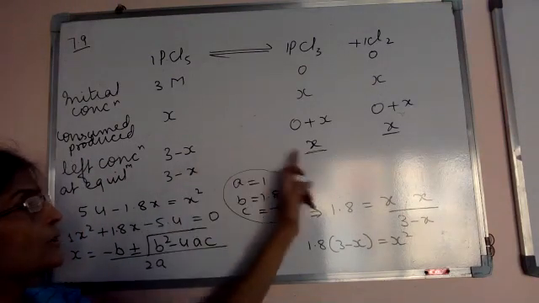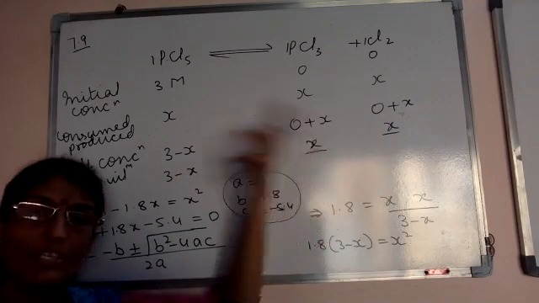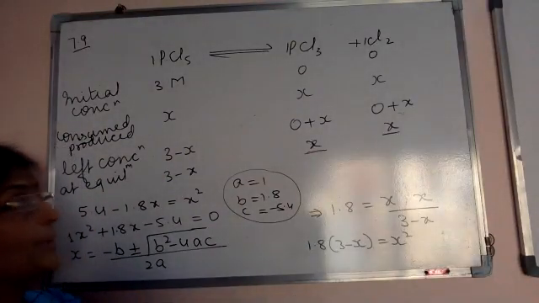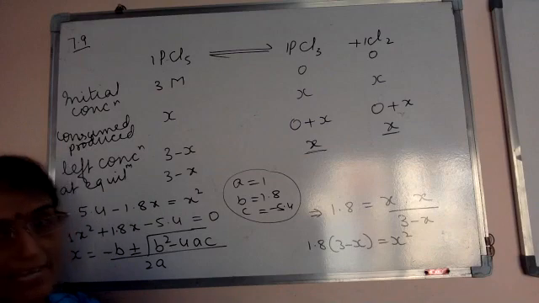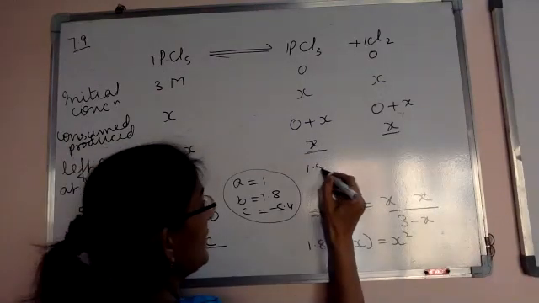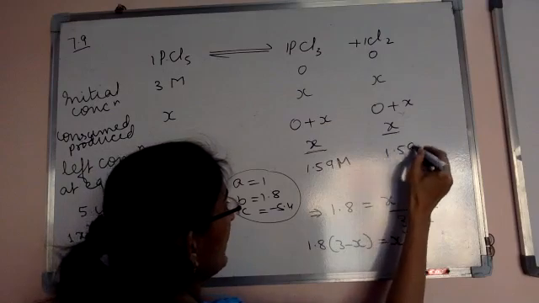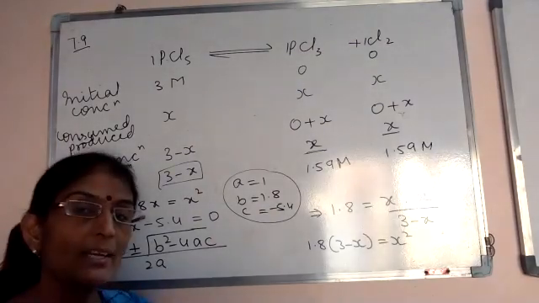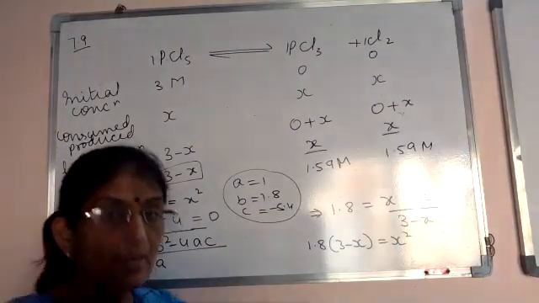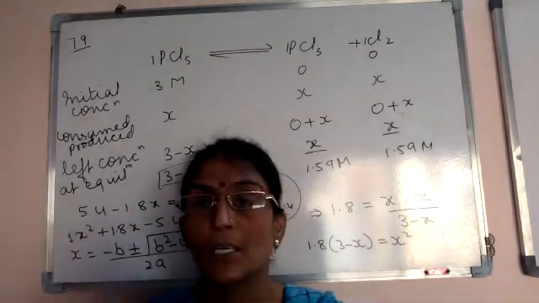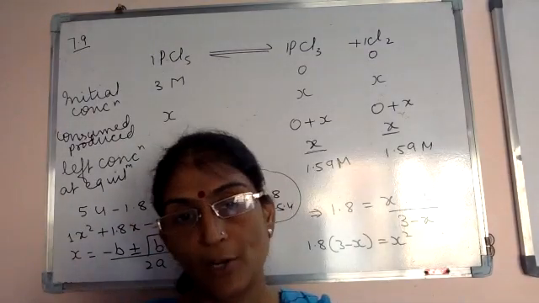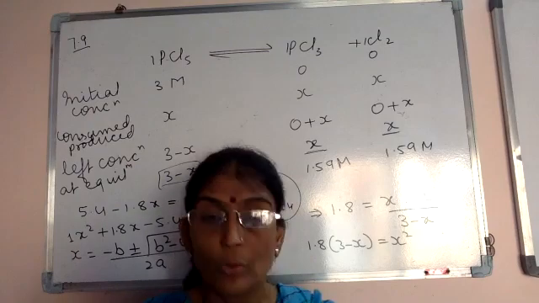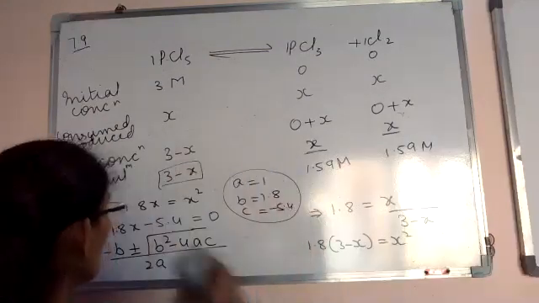So what is the value of x? 1.59. Place it here, here and here. You will get the composition, meaning the left concentration at equilibrium. So what will be the concentration of PCl3? 1.59. You will get the value of x as 1.59. Here also 1.59. And what is the value of PCl5? It's 3 minus x, so 3 minus 1.59. So we have to form the table, then we can easily calculate whatever you need to find out. Clear? See, one more question. The more you practice this, the better you will understand. Okay? One more we will see.